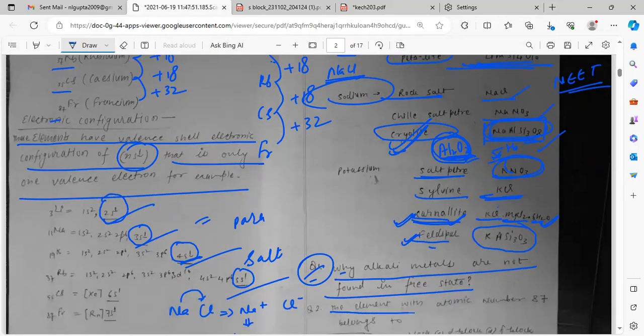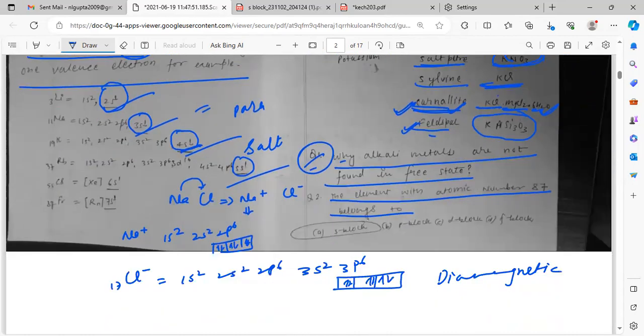Here you see the element with atomic number 87. Which block does it belong to? S block, P block, D block, F block? This should be S block. Here the configuration is 7s1. The last electron is going to be 7s1. Rn is 86, and Rn is the noble gas. So this is the S block.